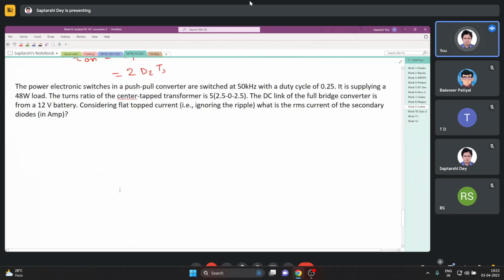The power switches of a push-pull converter are switched at 50 kHz with a duty cycle of this much. It is supplying a 48 watt load. The turns ratio of the center tap transformer is this. The DC link of the converter is from a 12 volt battery. Considering flat topped current, ignoring the ripple, what is this current?